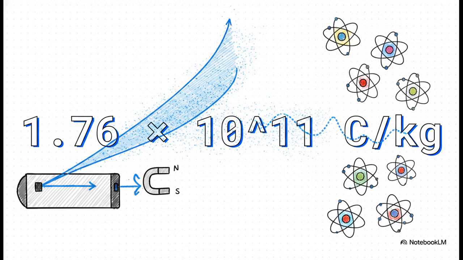Thomson's specific charge, or the charge-to-mass ratio of an electron, is 1.76 times 10 to the 11th coulombs per kilogram. Here is your major exam shortcut. This number is a universal constant.